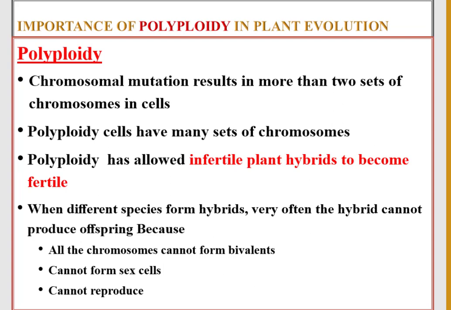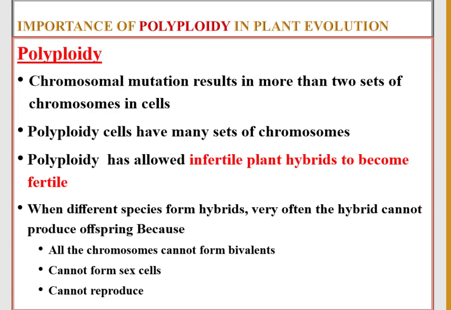Importance of polyploidy in plant evolution. First, we need to define what is polyploidy. Polyploidy is a type of chromosomal mutation in which cells and organisms contain more than two sets of chromosomes due to abnormal cell division. So, polyploid cells have many sets of chromosomes per cell, sometimes four sets, eight, or more.